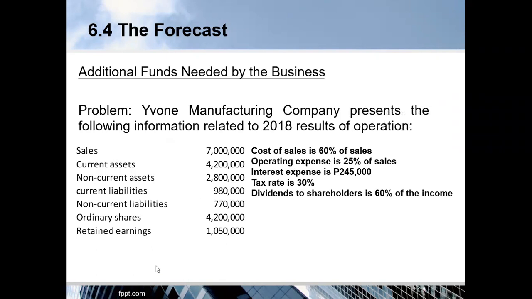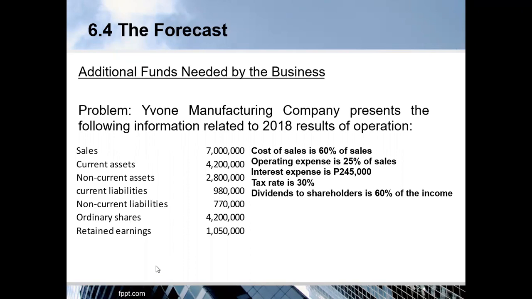Okay, so for example, if a manufacturing company presents the following information related to 2018 results of operation. Okay, so we have sales here, 7 million. Current asset for 4.2 million. Non-current asset, 2.8. Current liabilities, 0.98. Non-current liabilities, 0.77. Ordinary shares, 4.2 million. Retained earnings, 1.05.